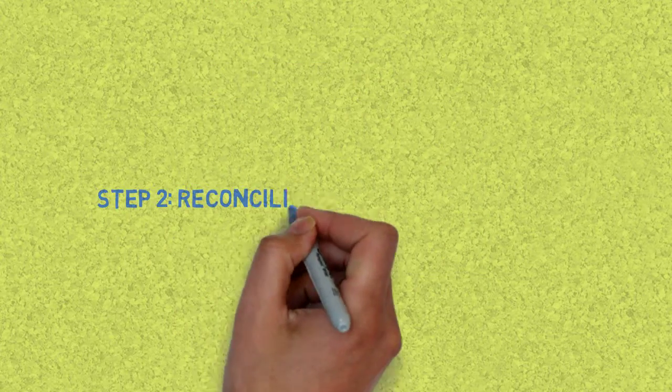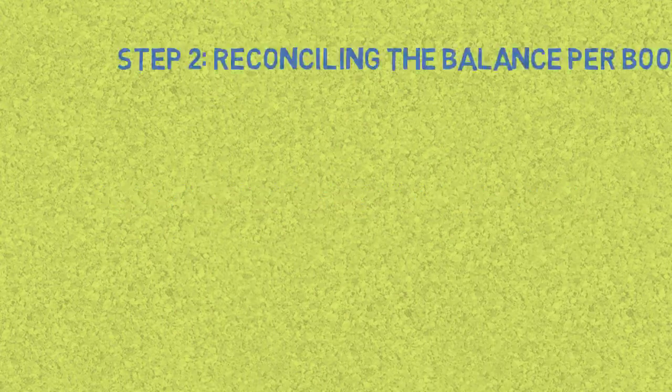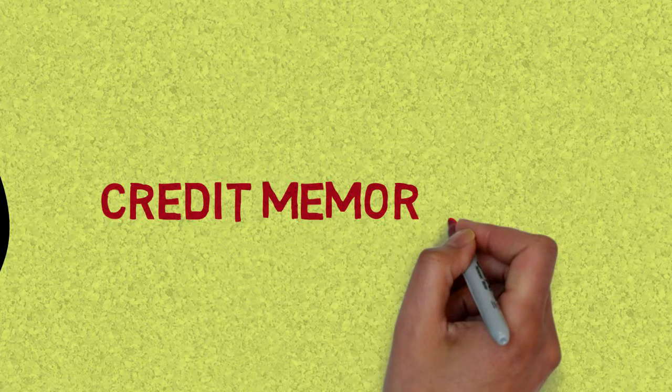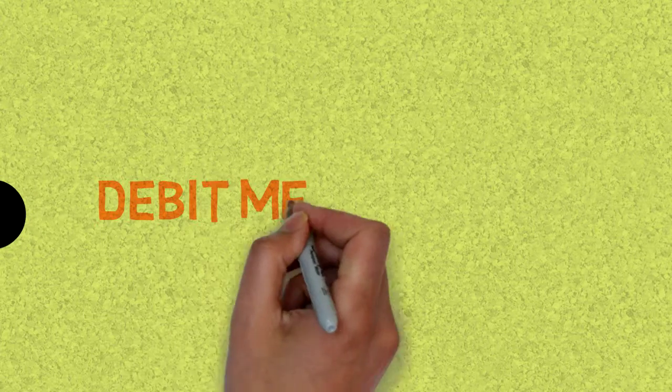Step 2. Reconciling the balance per book. This is done by adding the credit memorandum, which are a collection of receivables, collection of interest on notes, or errors made by the bookkeepers. Then we deduct the debit memorandum, which includes bank fees and dishonored checks.